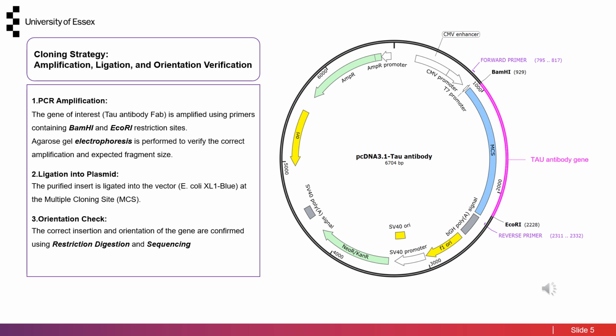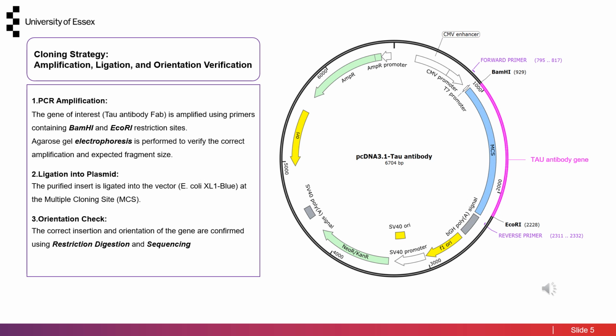As mentioned, the first stage is cloning. The tau antibody gene was amplified via PCR using the designed primers, followed by digestion of both the selected plasmid and the gene with EcoRI and BamHI to ensure compatibility. After confirming fragment sizes via agarose gel electrophoresis, the purified gene was ligated into the vector at the MCS under the CMV promoter. The use of two restriction enzymes ensured correct orientation and prevented misligation.